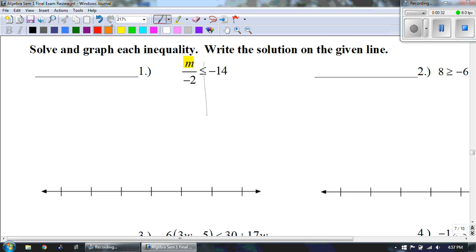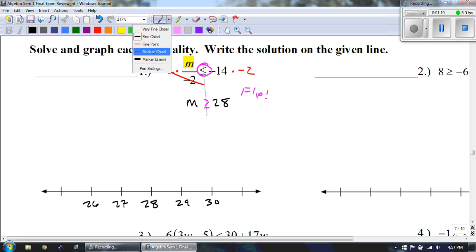I would follow the rules of SADMAP. But since we are dividing by -2, I would multiply to get rid of it. Now, the only main thing is if you multiply or divide by a negative with an inequality, we have to flip that sign. Okay? So now m is greater than or equal to a negative times a negative is a positive 28. Okay? So when we come down here, we put 28 in the middle.